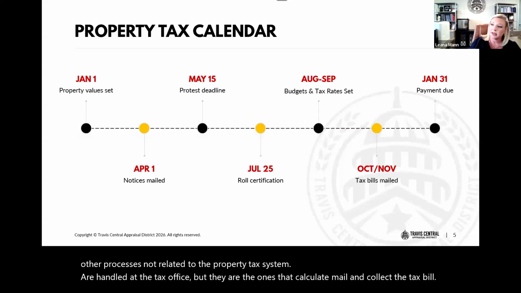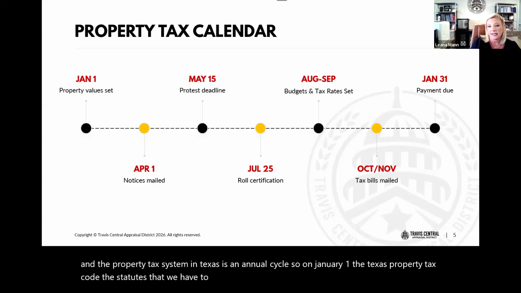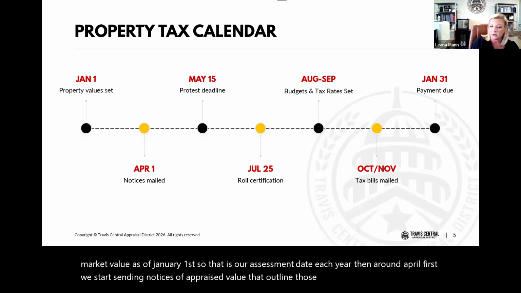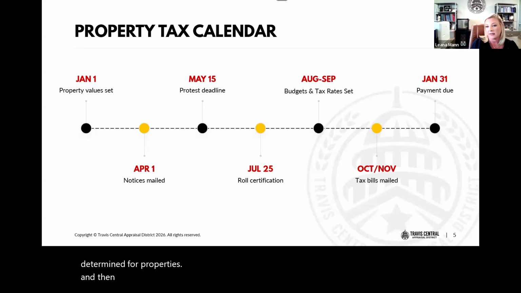And the property tax system in Texas is an annual cycle. So on January 1, the Texas Property Tax Code, the statutes that we have to follow, dictate that we appraise property at 100% of market value as of January 1st. So that is our assessment date each year. Then around April 1st, we start sending notices of appraised value that outline those values that we've determined for properties. And then generally, property owners have until May 15th to protest that market value.